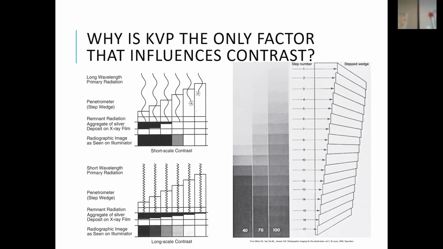When we turn up the KVP, we're going to have a long scale, lots of shades of gray, so it's going to be low contrast. But when you turn up the MA, it's not going to affect contrast, but it will affect density.